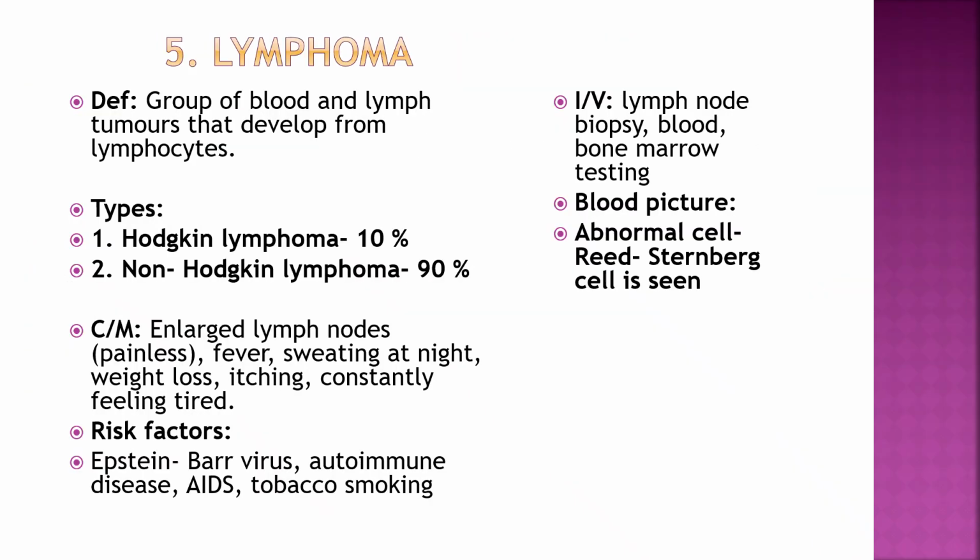Lymphoma, it is group of blood and lymph tumors that develop from lymphocytes. So two types: Hodgkin lymphoma almost 10% cases, and non-Hodgkin's lymphoma 90% cases can be seen. Clinically, enlarged lymph nodes, they are painless, fever, sweating at night, weight loss, itching, constantly feeling tired. Risk factors can be Epstein-Barr virus infection, autoimmune disease, AIDS, tobacco smoking. Investigations, lymph node biopsy, blood, bone marrow testing can be done. So in blood, bone marrow, you can see abnormal cells, that is Reed-Sternberg cells seen in lymphoma.